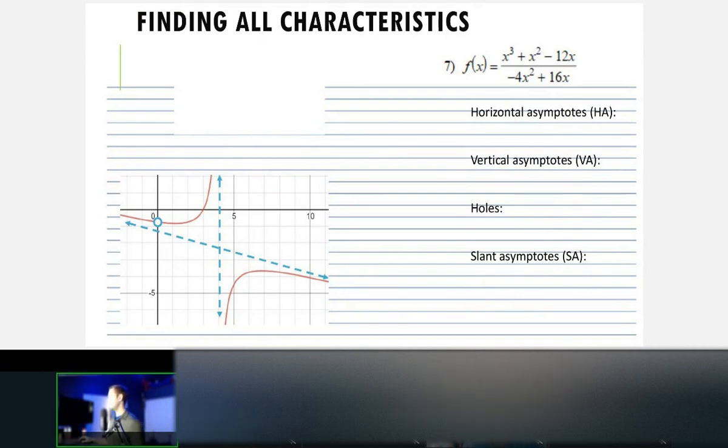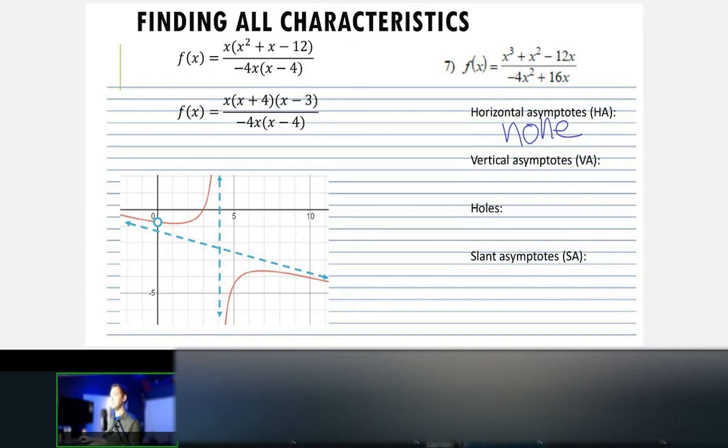So the HA, this one is top heavy, right? Top heavy, x cubed versus x squared, top heavy. So HA is none, right? So we don't have any HAs, and this was a lesson from yesterday. VAs, we have to factor, right? We have to factor that. I did the work real quick for you.